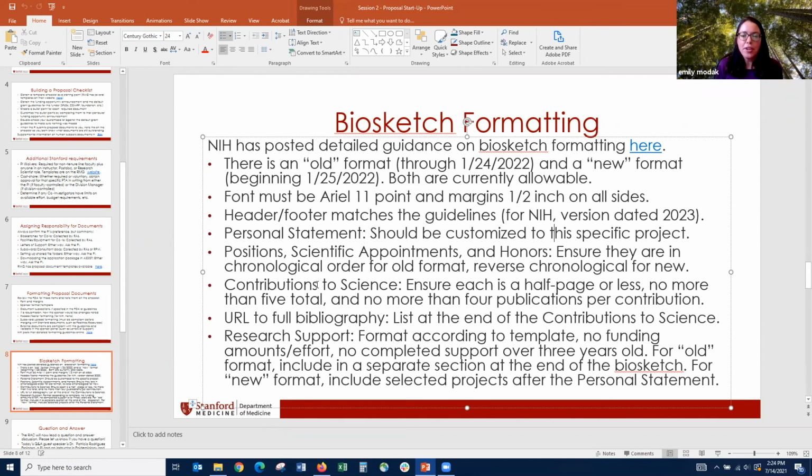For the old format, we're going to have a separate section at the end called research support. For the new format coming into force in January, you only list your selected research support that you want to highlight within the personal statement, and the rest of the research support just disappears. So that's a pretty big change. That one is probably the most surprising to the PIs when you alert them to that fact. So just keep an eye on that.